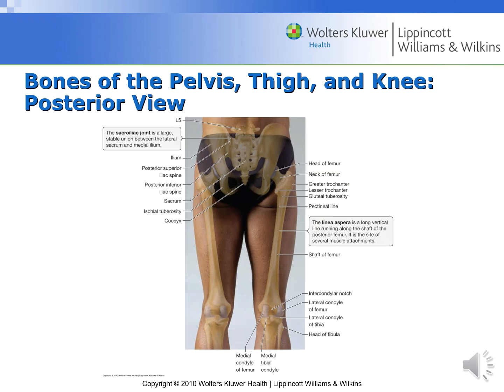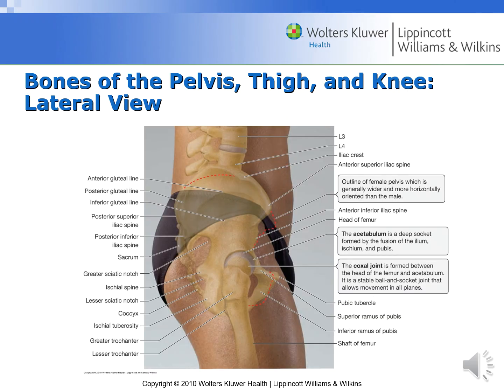We see the shaft of the femur, and we see the intercondylar notch. We see the lateral condyle of the femur, the lateral condyle of the tibia, and the head of the fibula. And from a medial aspect, we can see the medial condyle of the femur and the medial tibial condyle.